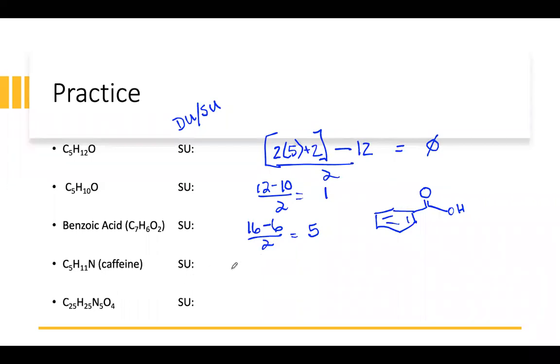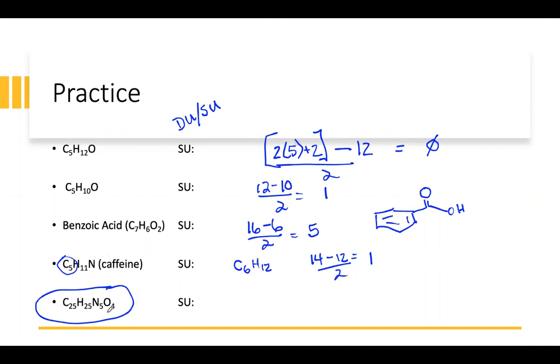So let's try caffeine. That's C5H11N. So remember, for nitrogen, we treat it as a CH. So we're going to calculate this as if it was C6H12. So then 6 times 2 is 12, plus 2 is 14. Something's wrong here. Minus 12, I've got to go look this up, that's not C5. So we'll calculate this, this is 1, but that is not the formula for caffeine. Let me go back and do caffeine. So then you get something giant.